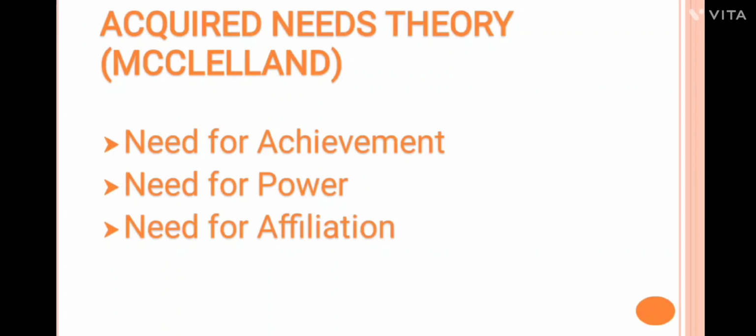The next is need for power. The need for power highlights the needs that concern employees' need to control and influence others, change people or events, and make a difference. The employees who have a need for power are characterized as dominant, aggressive, and exploitative. They view situations from a win-lose perspective.